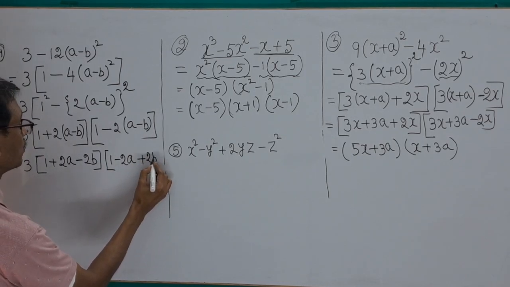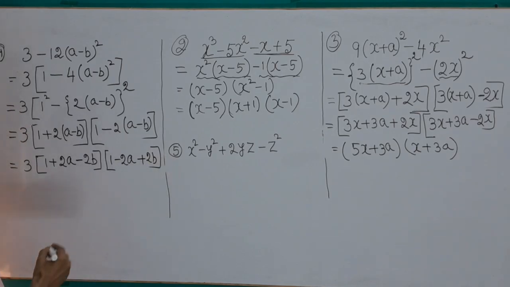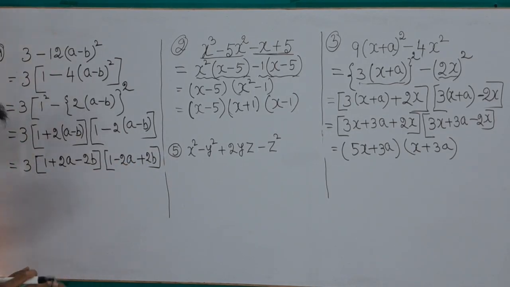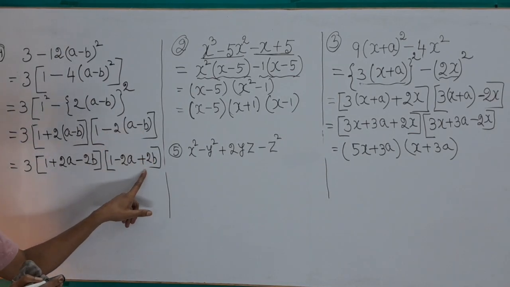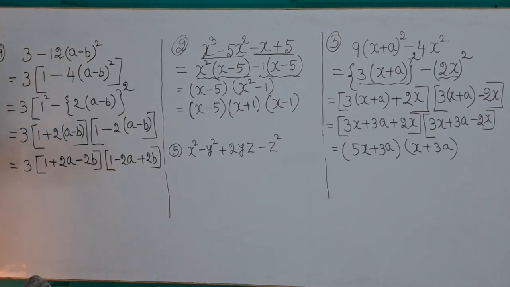Here most of the people make mistakes. They don't take care of the sign. While multiplying, you must take care that plus into minus is minus, and minus into minus becomes plus. So number 4 is completed. Hope you understood this. Number 5.